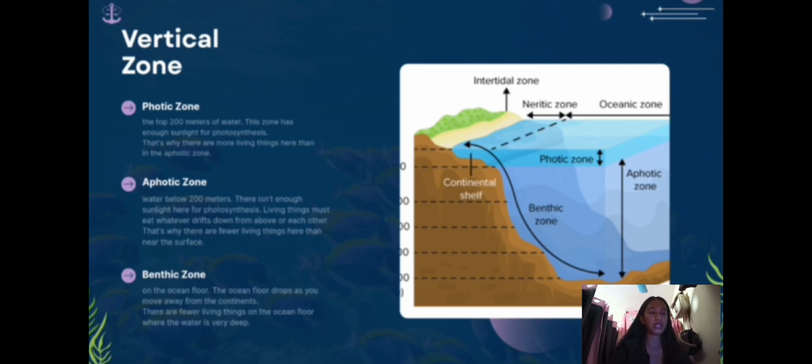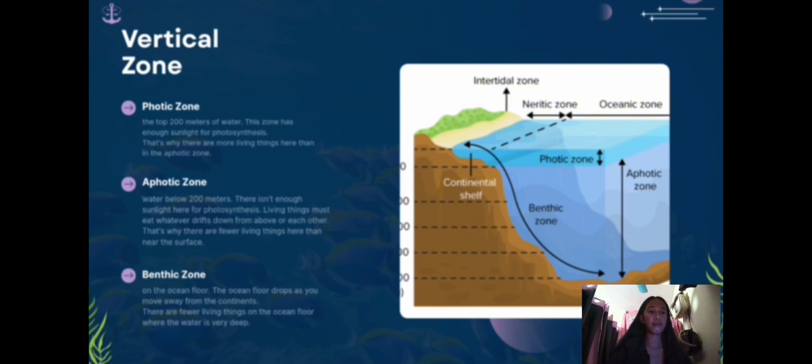The photic zone is the upper layer, up to 200 meters deep. It receives sunlight, so photosynthesis can happen. That's why many organisms are found here. For example, phytoplankton, small fish, or sardines. Next is the aphotic zone. The aphotic zone is below 200 meters. There is no sunlight, so no photosynthesis. Organisms here depend on food from above or on other organisms, for example, squid or deep sea jellyfish.